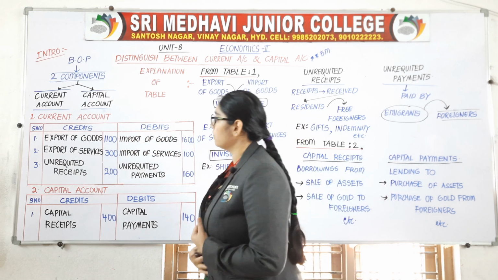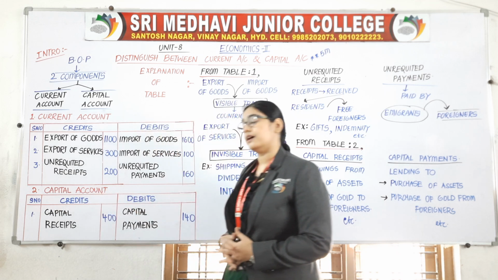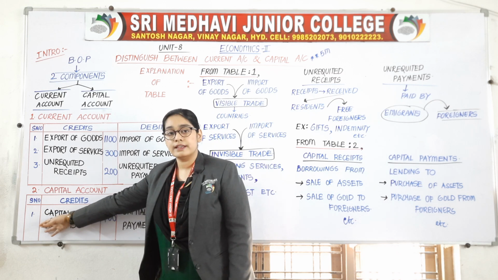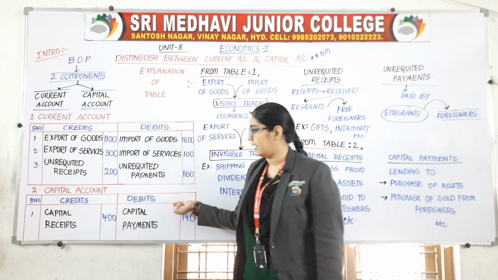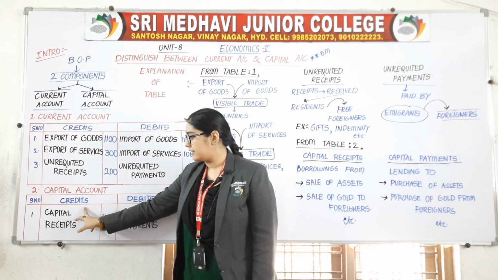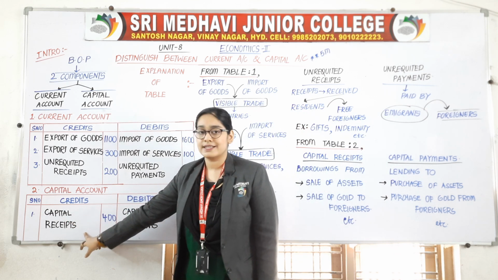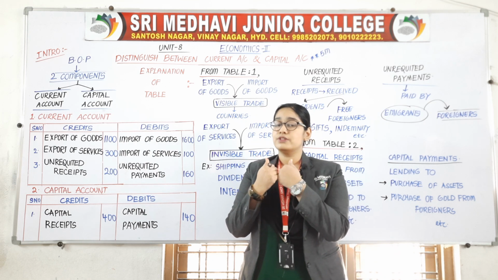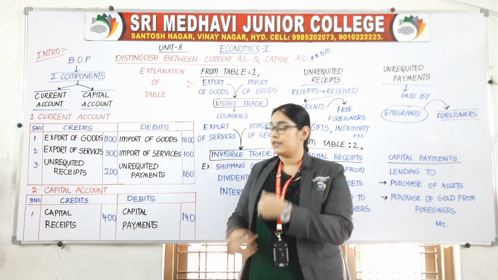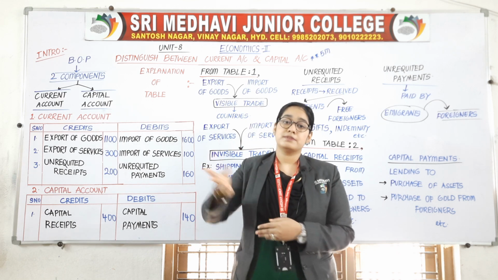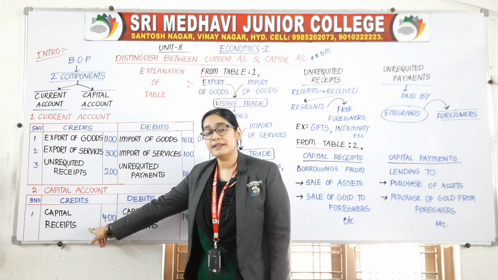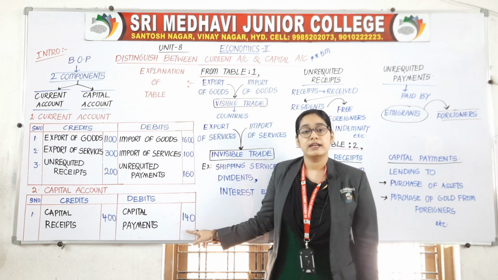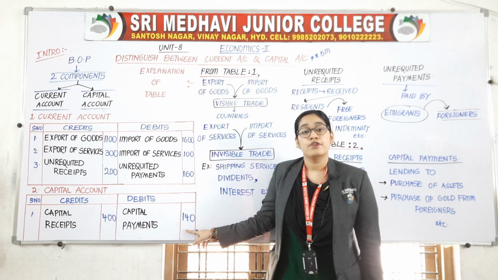Now let us go to the second one, that is the capital account. In the same manner I have prepared the table. It comprises serial number, then credits and debits. What's there on the credit side? Capital receipts. Capital receipts means it's again income. Whenever you say receipt, it is income. Whenever I say payments, that means money is going out. So here capital receipts are 400 and capital payments are 140.